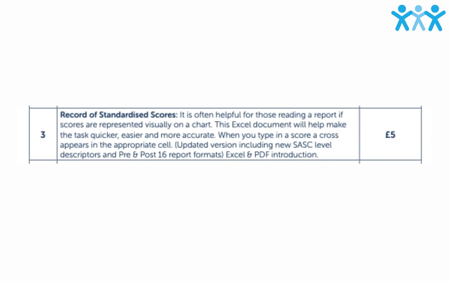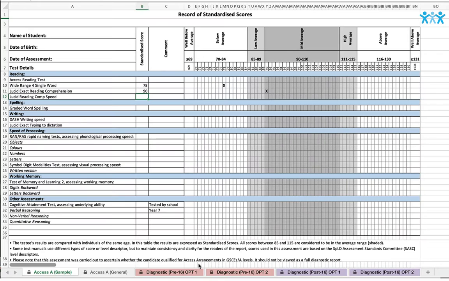Resource number 3 is a way of showing standard scores on a chart. Sometimes when I'm in a centre I assess a student and they don't qualify for an access arrangement, and it can be useful to show the centre exactly what scores they got without having to write out a full report, and of course they wouldn't need a Form 8. So I use this document.